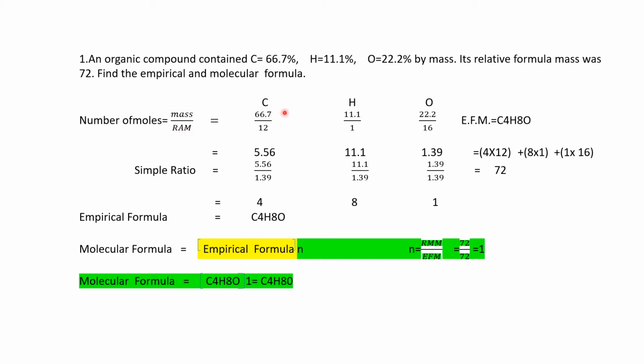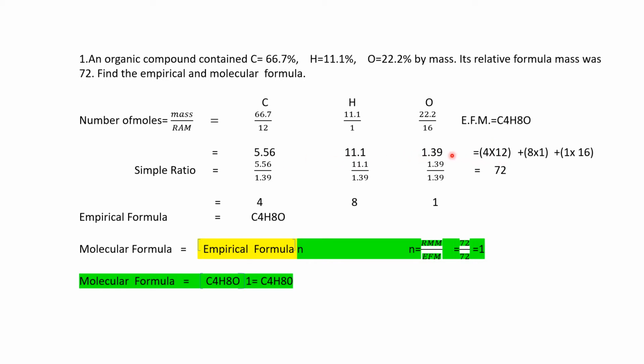To find the number of moles of carbon, divide the mass of carbon by the atomic mass of carbon. Similarly, mass of hydrogen by the atomic mass of hydrogen. Mass of oxygen divided by the atomic mass of oxygen gives you the respective number of moles. So knowing the moles of carbon, hydrogen and oxygen, to convert it into a simple ratio, you divide each one of them by the smallest of the three.